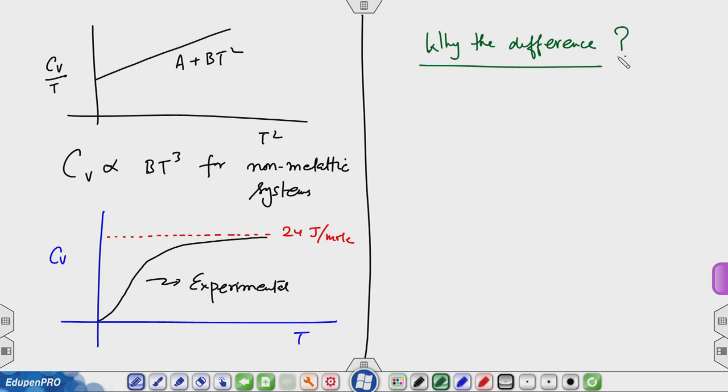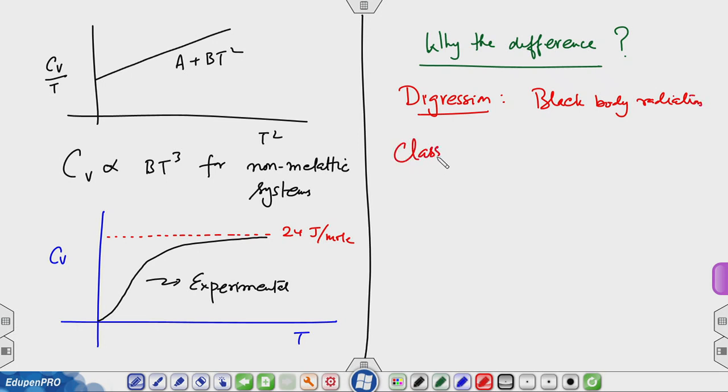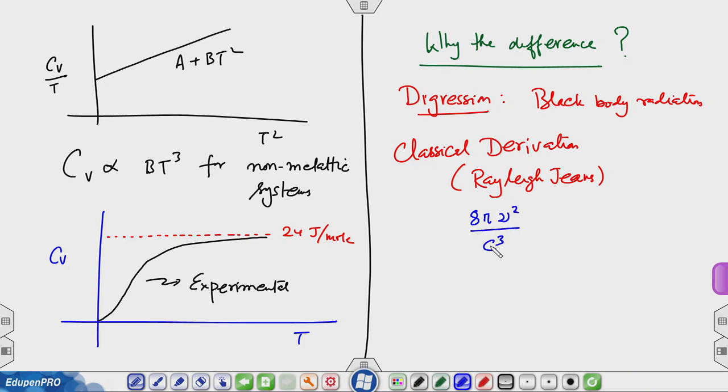And recall, this difference is very much like what we observed in black body. So, just a digression here. Black body radiation. Classical derivation, which is Rayleigh-Jeans. It says that if you have electromagnetic waves in a cavity, then the number of modes is 8 pi nu square over c cubed, including all the polarization.